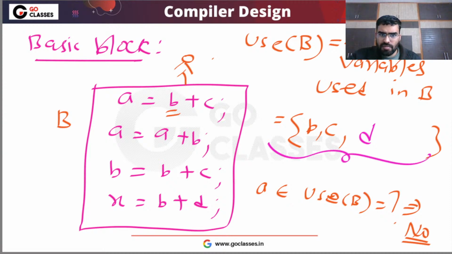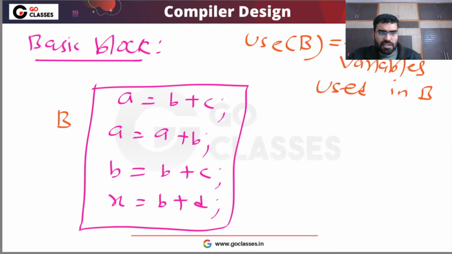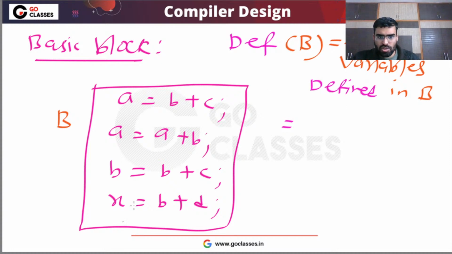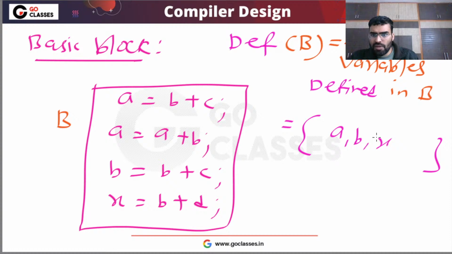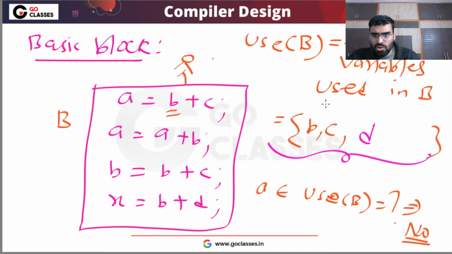Is it clear to everyone? Similarly, tell me what are the defined variables? What variables are you defining in this basic block? The set of variables which are defined here. Defined variables are very simple. These are the variables a, b, x. Here you don't have to do any effort. For the use, actually you have to do effort.